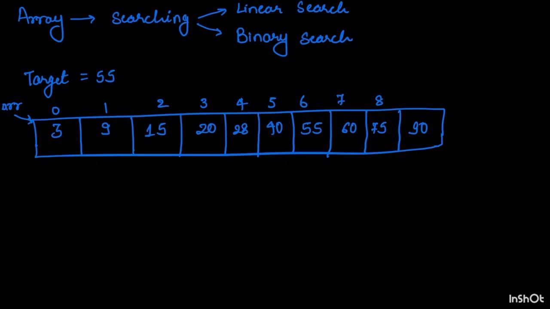Today we will see searching technique in the array. So searching is basically a method to find the target element from a given data structure. So here the data structure is array and we can perform searching by two methods. First is linear search and the second is binary search. In this lecture we will see what is linear search.